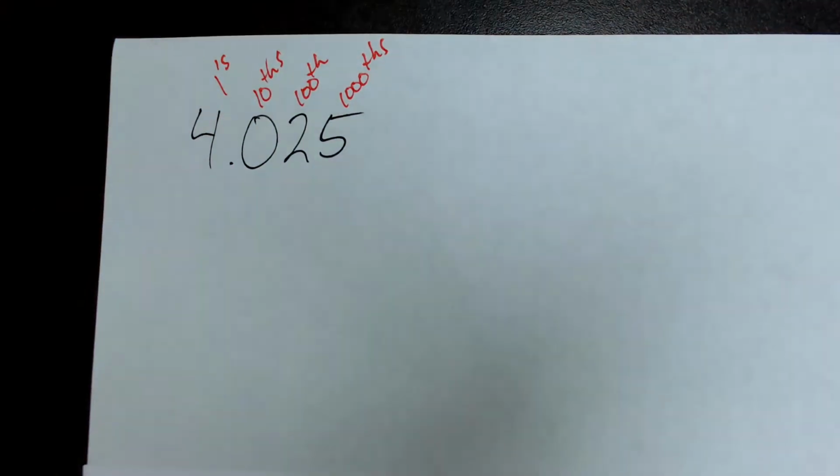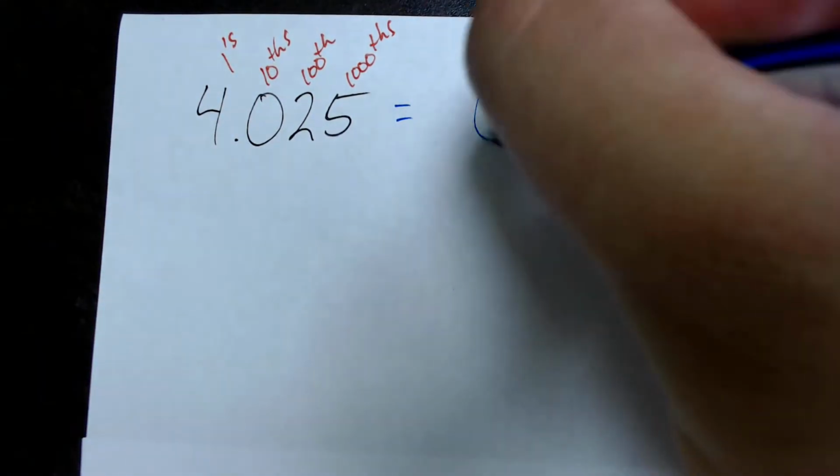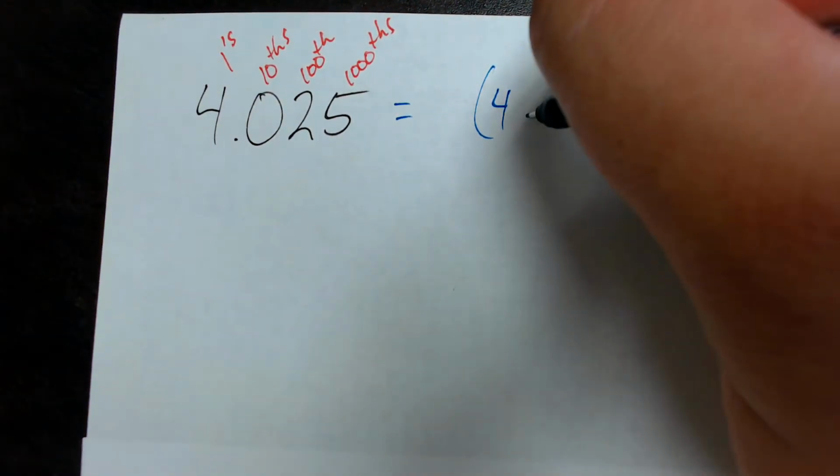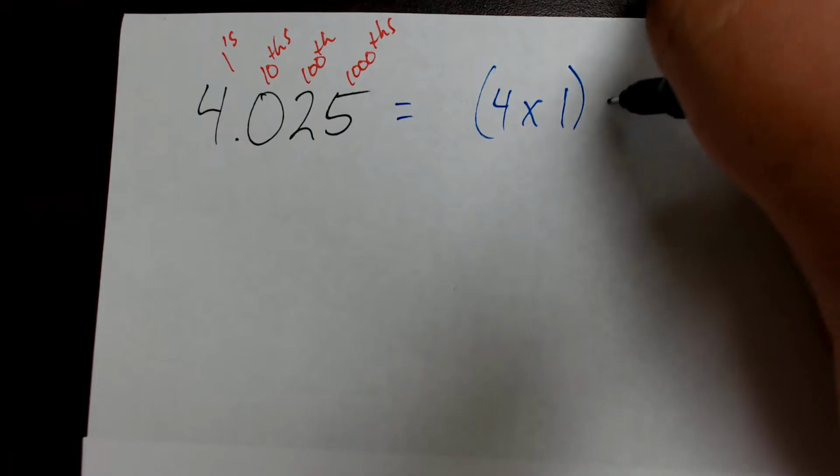The 0 has a place value of tenths, the 2 has a place value of hundredths, and the 5 has a place value of thousandths, right? And the 4 should be pretty easy. So for the 4, all we have to do is create a set of parentheses, put 4, multiply it by the number 1, and parentheses. And then we're going to add the next place value.